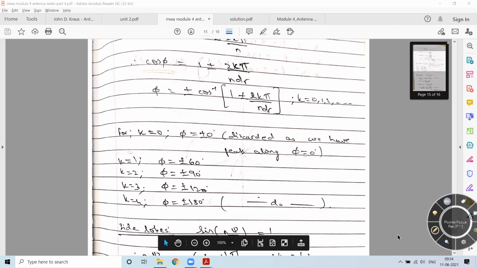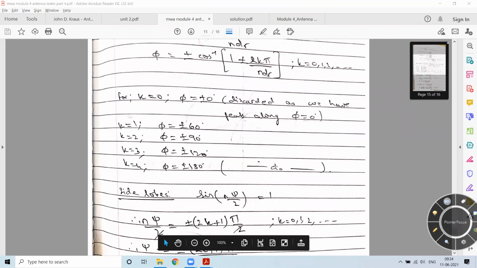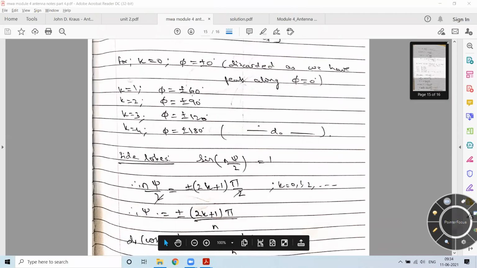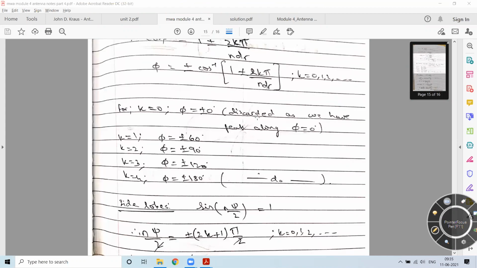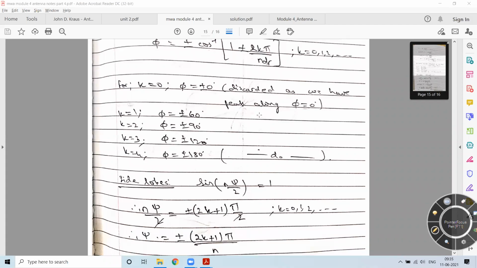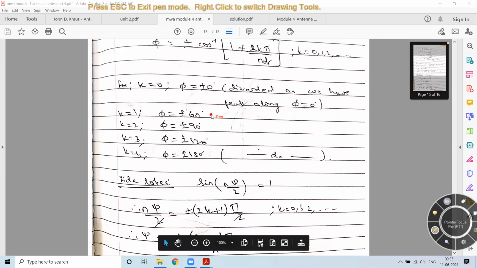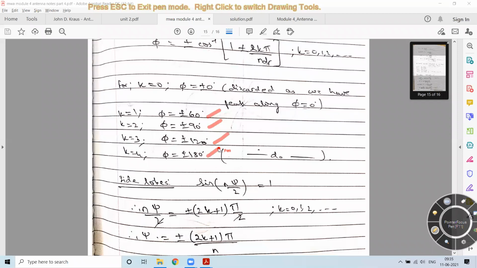If you want, you can continue and observe whether the values repeat, that is plus minus 60, plus minus 90. You have to try all the possible values and stop at the moment you understand that these are the possible values and we cannot have any nulls in other directions. So you can observe that at plus minus 60 degrees I have a null, at plus minus 90 degrees a null, at plus minus 120 degrees a null, and at plus minus 180 degrees a null.